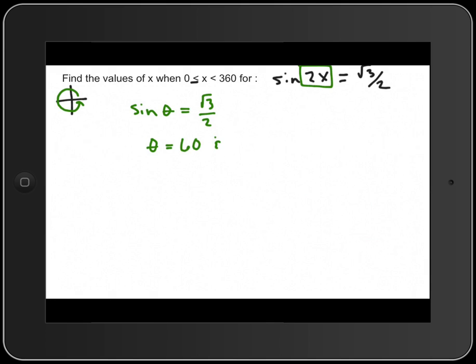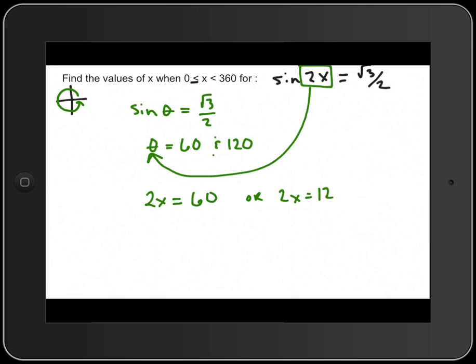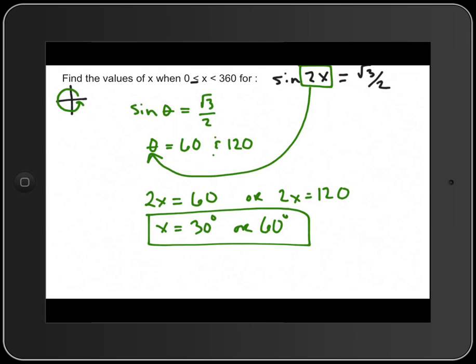And also at 120 degrees. So now what this tells me, though, is that 2x is my theta, so it's 2x that has to equal 60, and or 2x equals 120. So now I've got x equals 30 degrees or 60 degrees from the other one. And that's an easier case to solve. If we don't have to make it difficult, let's not. Okay? So there's a tip for you.